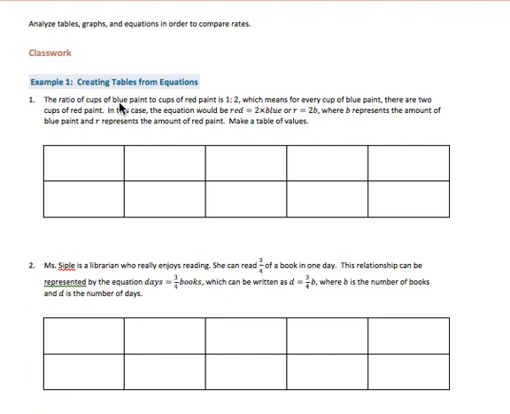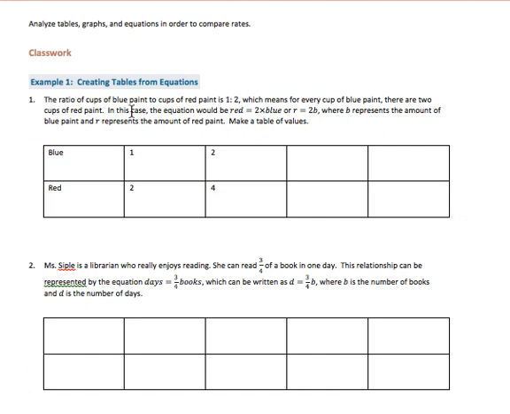This is similar to several lessons ago. The ratio in this example of blue paint to red paint is 1 to 2. So in our table, if we do blue paint to red paint, according to our ratio in the problem, that would be 1 cup of blue paint to 2 cups of red paint. That means if there are 2 cups of blue paint, there need to be 4 cups of red paint, because the amount of red paint has to be 2 times the amount of blue paint.